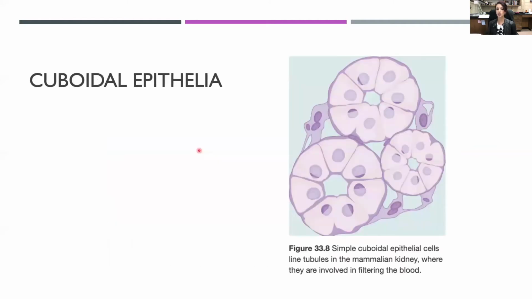Next up is cuboidal epithelia. Just as their name suggests, they have a cube-shaped central nucleus. They're commonly found in a single layer representing simple epithelia in glandular tissue throughout the body, and they help secrete glandular material. They are found in the ducts of the kidney and the liver, where they are involved in filtering blood and keeping us healthy.